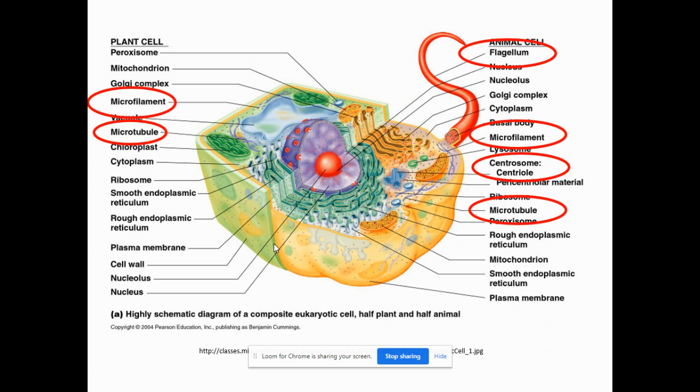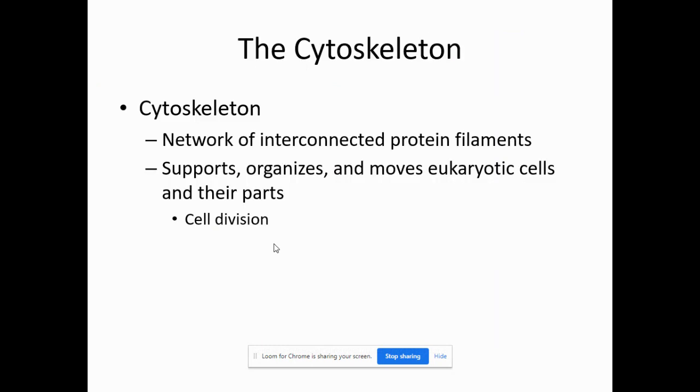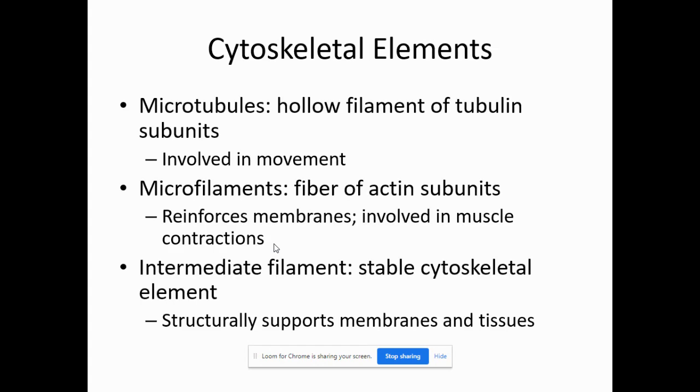All right, so now let's talk about aspects of the cytoskeleton. So the cytoskeleton is a network of interconnected protein filaments that supports, organizes, and moves eukaryotic cells and their parts. Okay, and they play a very important role when the cell divides. So you have different types of cytoskeletal elements. You have microtubules, which are hollow filaments of tubulin subunits, which are basically a type of protein.